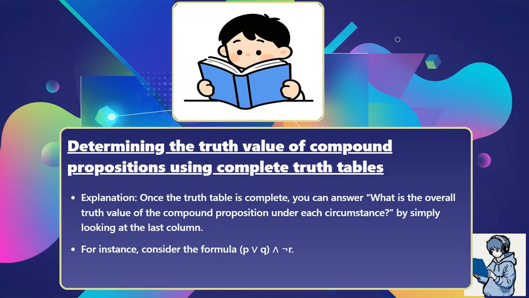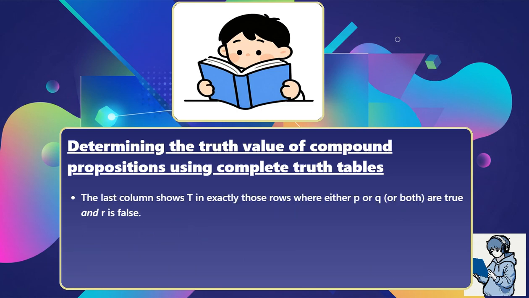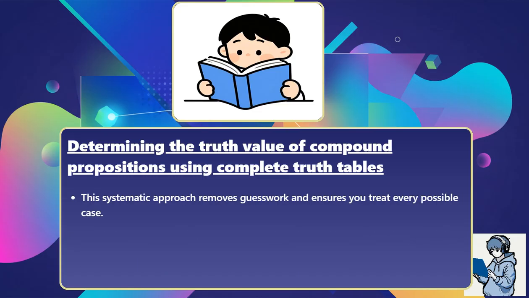For instance, consider the formula P or Q and not R. After constructing the table with variables P, Q, R, you will have 8 rows. The last column shows true in exactly those rows where either P or Q or both are true and R is false. If you need the truth value for a particular real-world scenario, say P equals the alarm sounds, Q equals the fire department is called, R equals the building is evacuated, plug the corresponding true or false values into the row, and read the result. This systematic approach removes guesswork and ensures you treat every possible case.